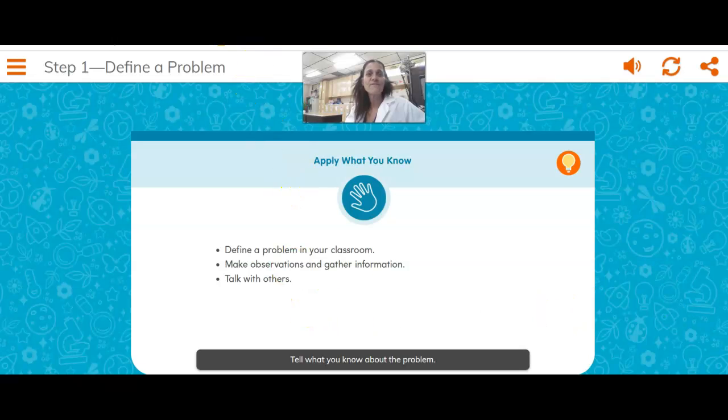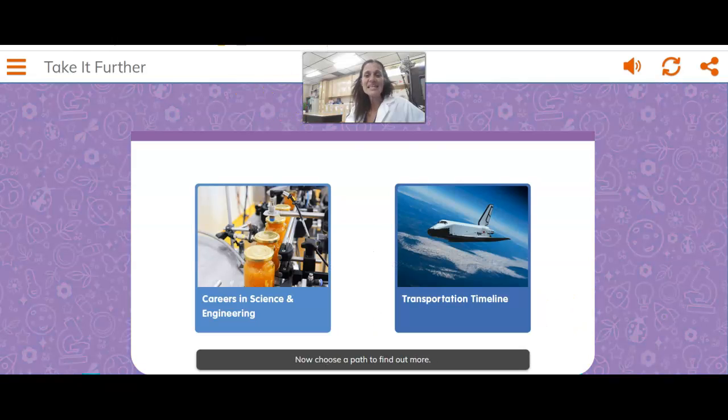Now, we're going to take a moment and take it further. And this is just going to be a little bit of fun with reading and science. So we know that engineers make things to help us, right? To give us even a better life, help solve our problems. And we're going to talk about transportation.